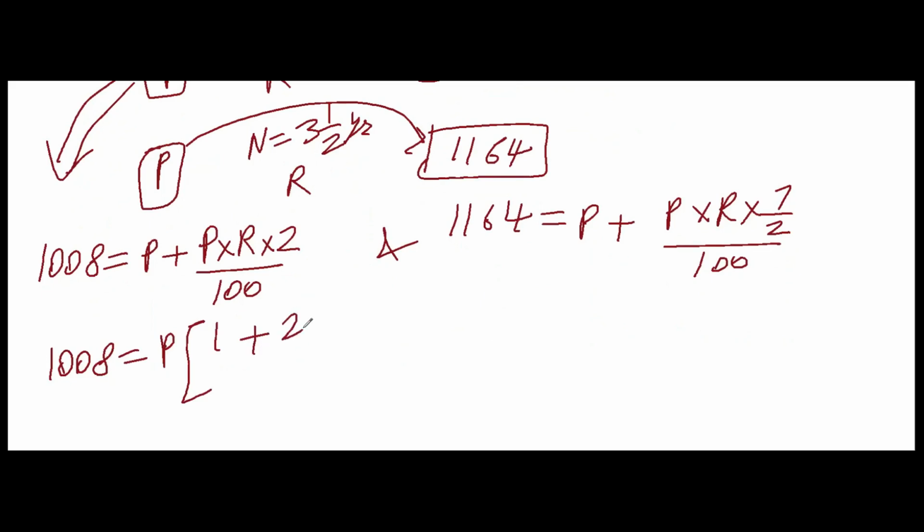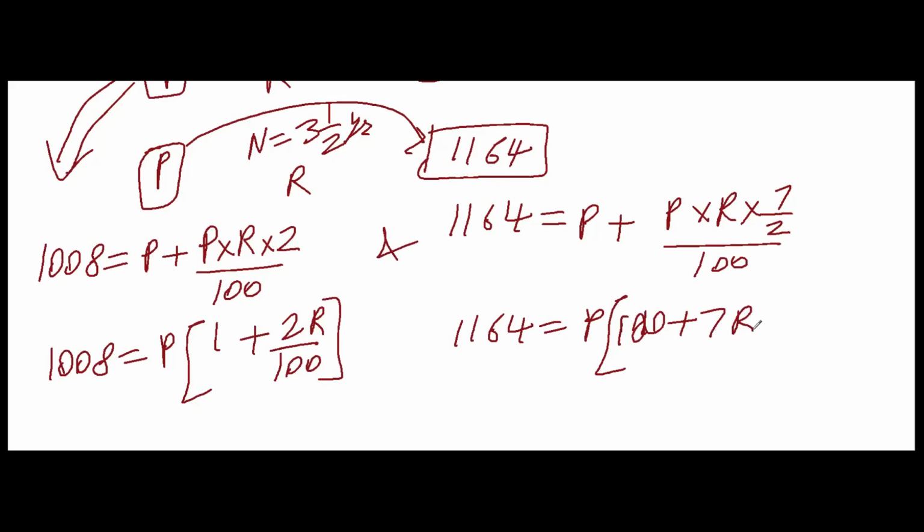I will get 1 plus 2R upon 100, and here I will again take P common, and I will get 1 plus 7R upon 200. Let me make this as 100. That will be better. 100 plus 7R upon no, 200. 200 plus 7R upon 200. That's what I am going to get.